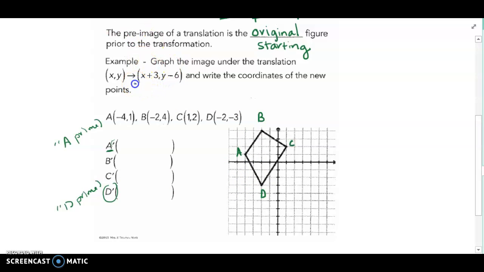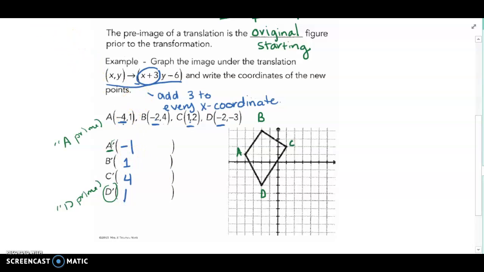All right, so this is our rule here. Okay, so (x, y) goes to (x plus 3, y minus 6). So this x plus 3 tells us that we are going to add 3 to every x coordinate. Remember the first coordinates are our x coordinates, right? So negative 4 plus 3 would be negative 1. Negative 2 plus 3 would be a positive 1. 1 plus 3 is a 4. And negative 2 plus 3 is a positive 1.